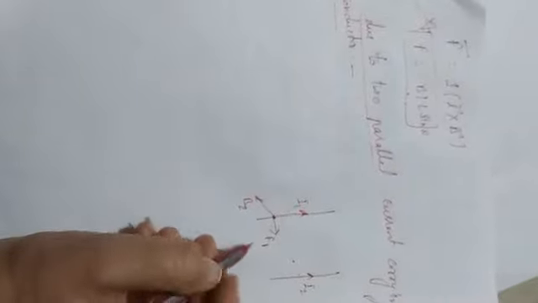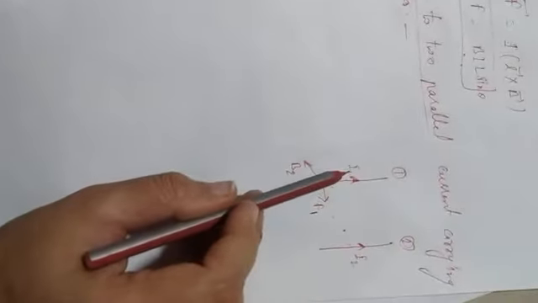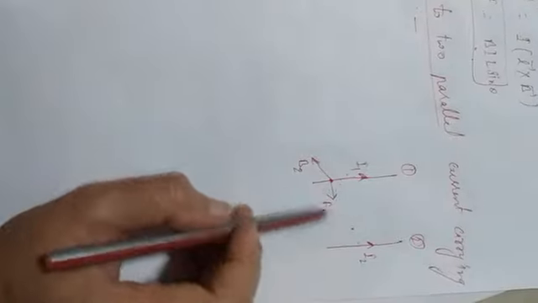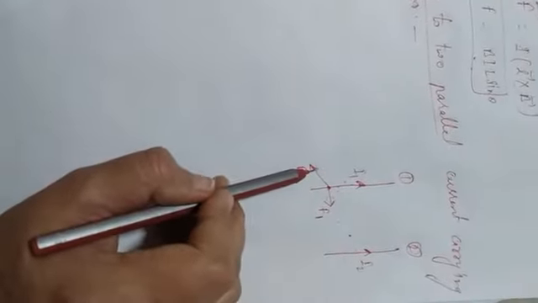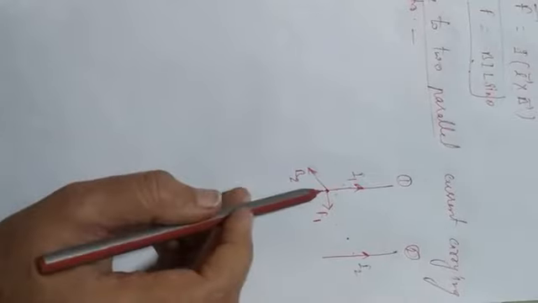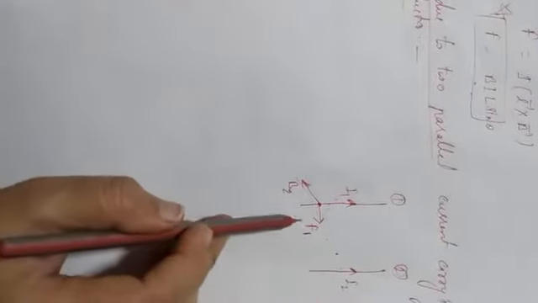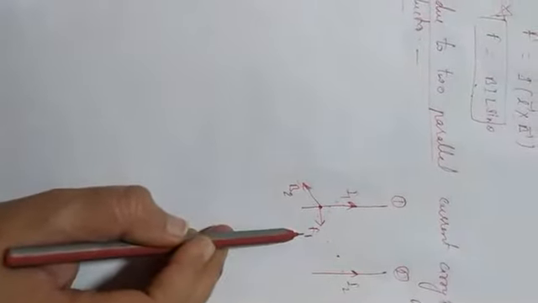Remember it, there B will be acting due to the second wire. That's why we are taking B2. Here we are taking the first wire, and there we are taking the second wire. This one is the current due to the first wire, I1. Due to this current carrying conductor, B2 is acting in the outward direction. So the current is acting in this direction, B2 is acting in this direction. Then by using Fleming's left hand rule, we can find the direction of F1 in this direction.